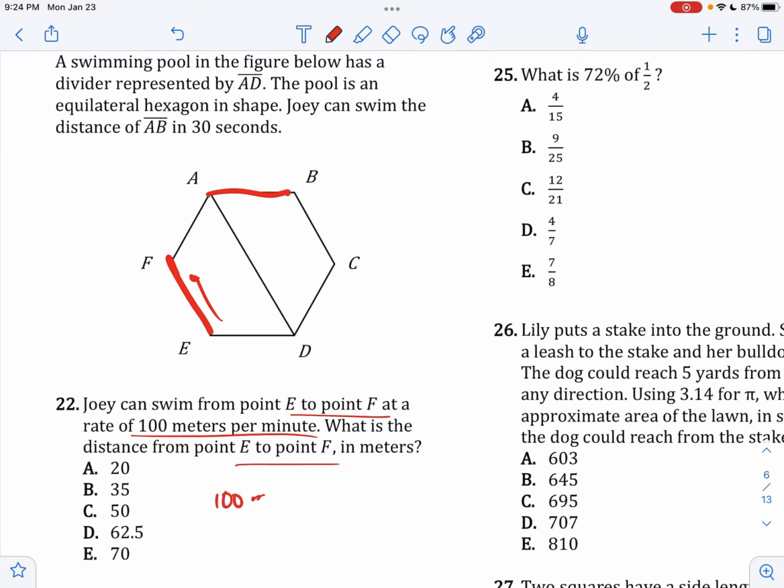It's 100 meters every 60 seconds. That means that he's doing some unknown number of meters in 30 seconds. If you just multiply by half, you get 50 here. Okay, so that's what he's doing from E to F.